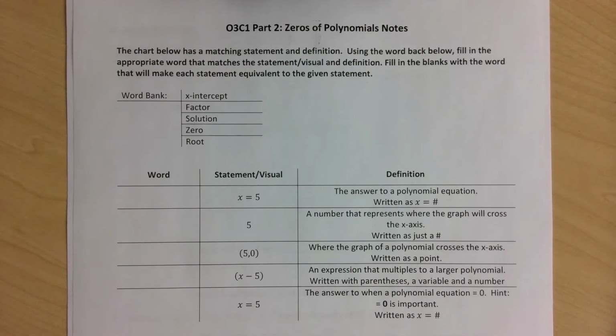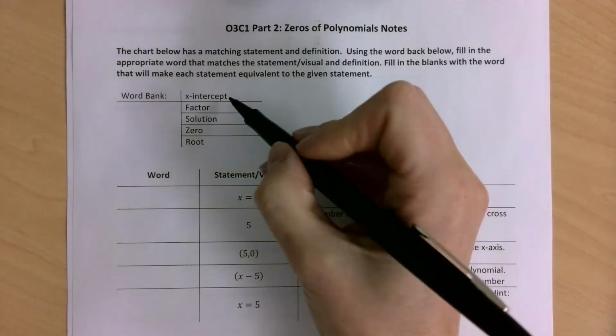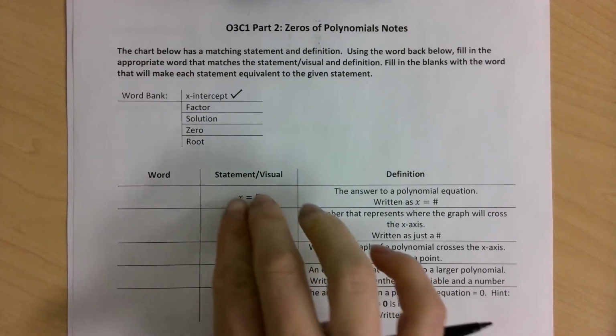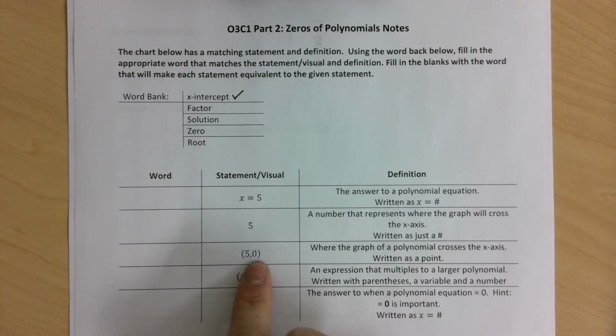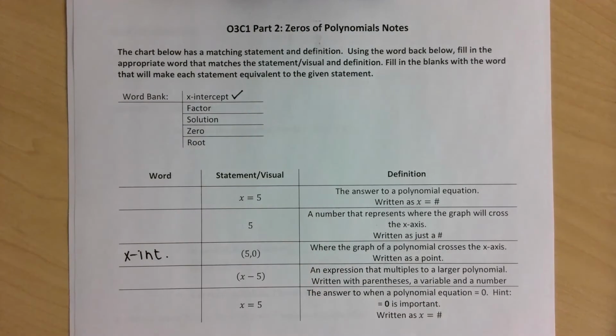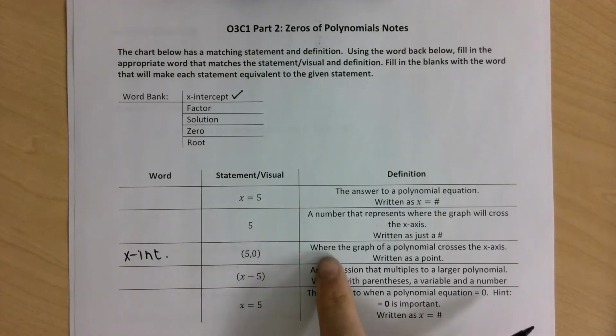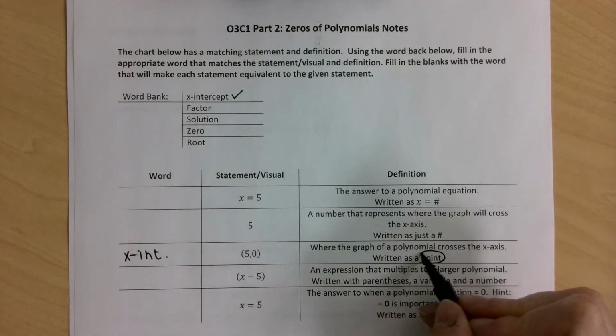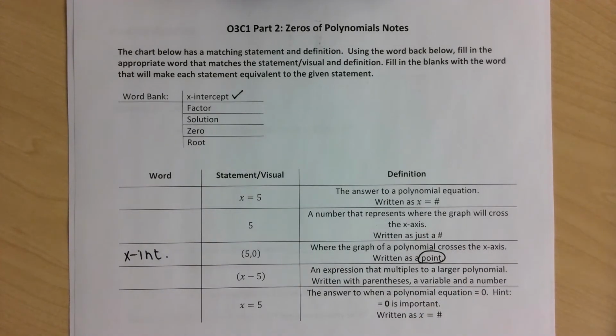Okay, the first one I'm going to look at is x-intercept. X-intercepts always have to be written as ordered pairs or a point. So my x-intercept in this case would be 5, 0. The x-intercept is where the graph of a polynomial crosses the x-axis. It's written as a point. We saw this back in outcome 1.